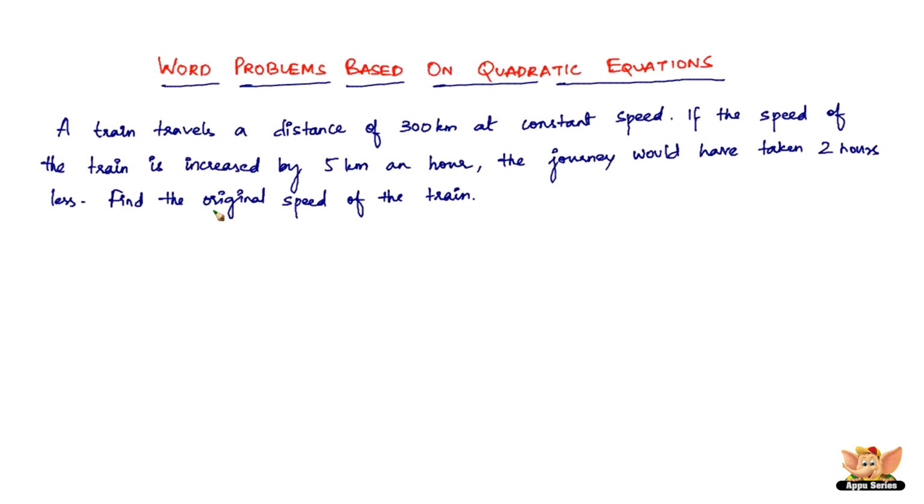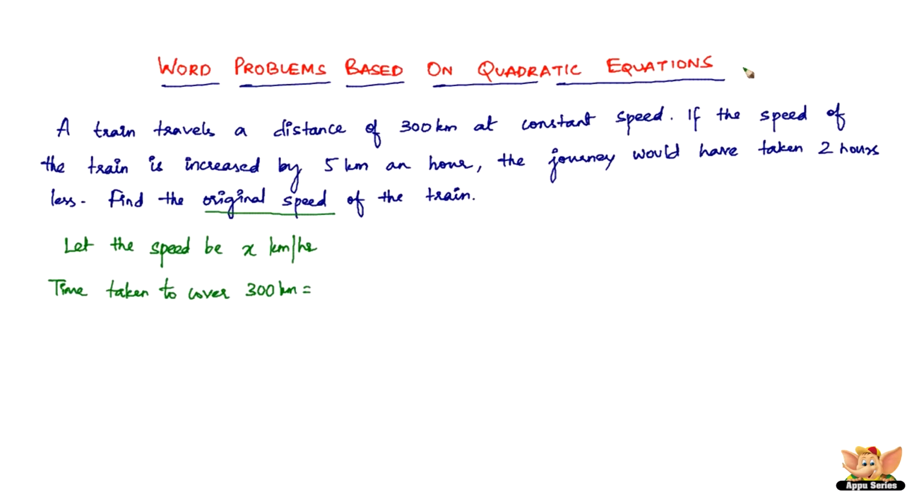So let us see how we go about solving this problem. The first thing is we need to find the original speed. So let the speed be x kilometers per hour. Now the time taken to cover 300 kilometers is what? How do we get that?